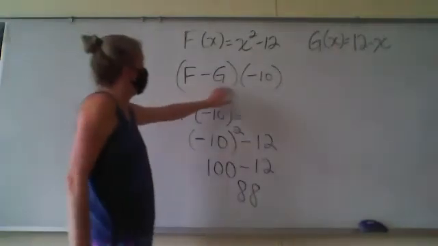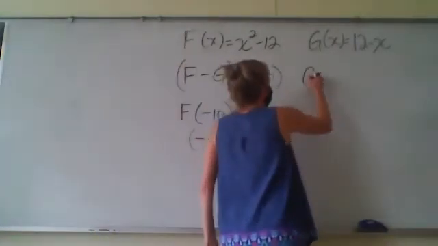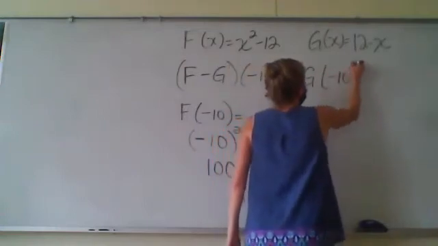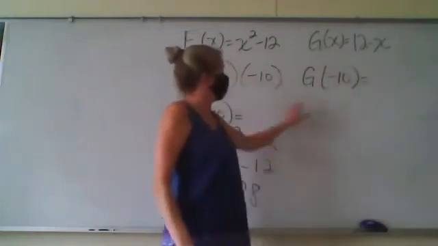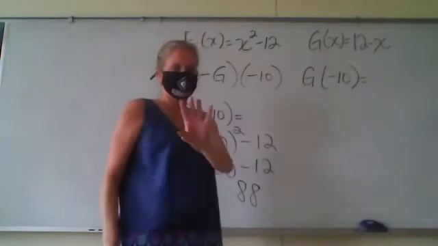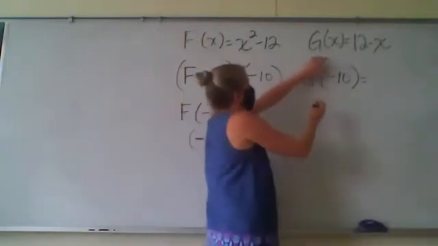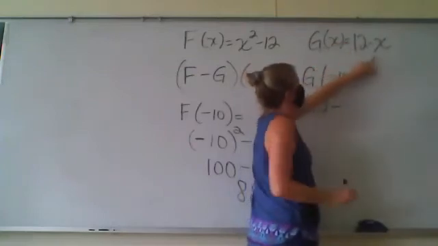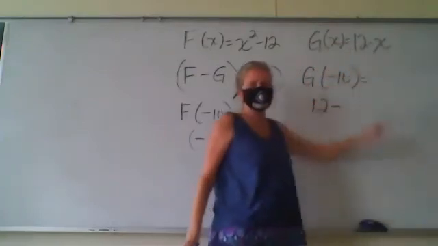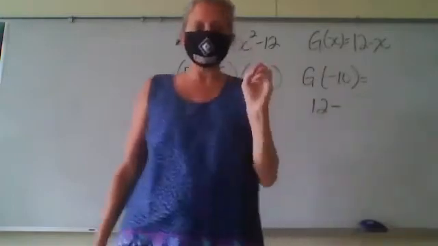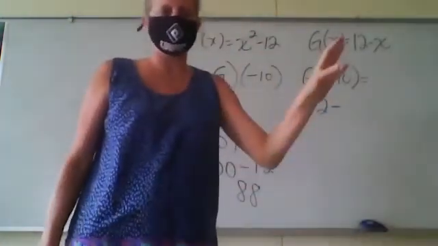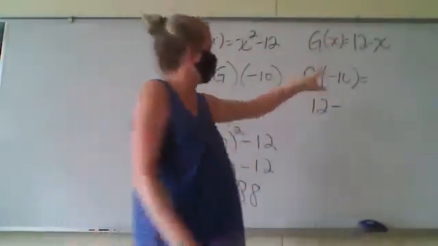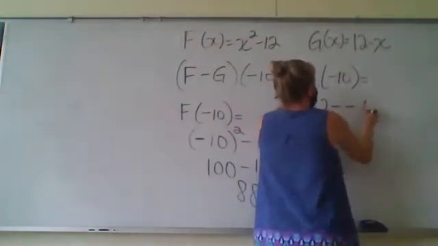So now I need to find g of negative 10. So I'll go to my g function and replace its x with negative 10. Be careful with your signs here. My function says 12 minus, then what do you replace that x with? You already got the minus, but that's from the function. It's not from the number you're putting in. So I have 12 minus, and then I put in negative 10.